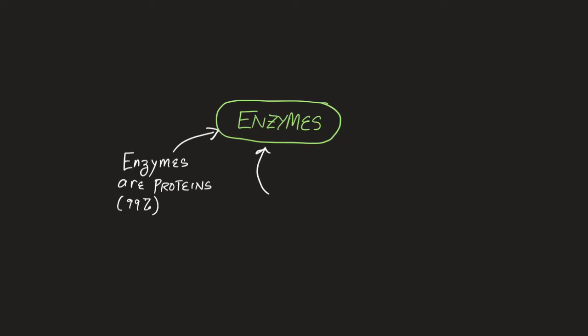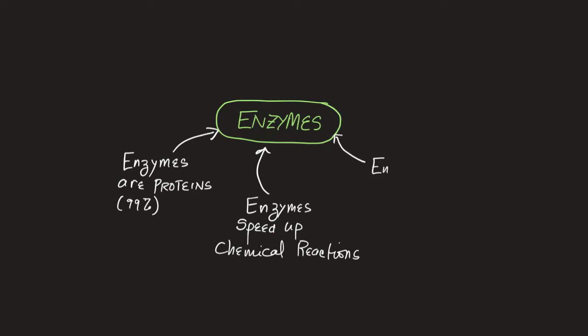Enzymes carry out their function by speeding up chemical reactions. So we say that enzymes are catalysts. A catalyst is a substance that speeds up a reaction. The enzyme achieves this by lowering the activation energy required for a chemical reaction to begin.